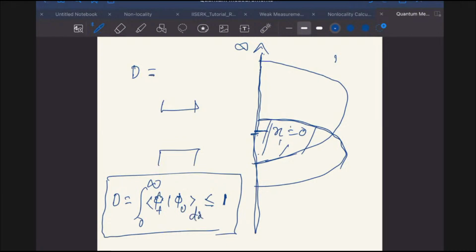So dx is the variable. Okay. Phi is a function of x, you can write.